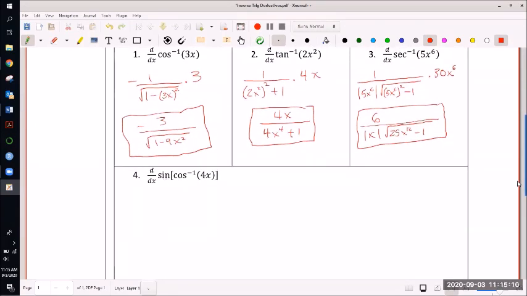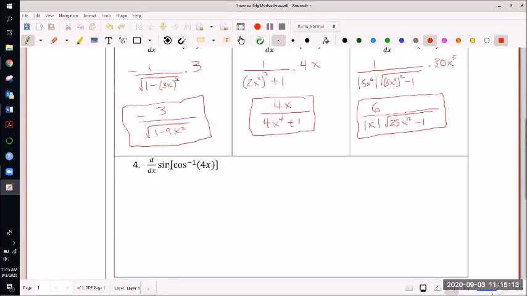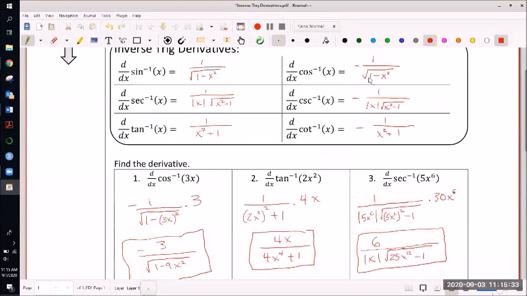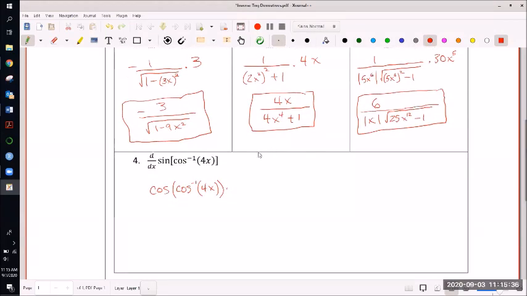Okay, now let's do a more complicated chain rule where we have the sine of an inverse cosine of 4x. So again, following the chain rule, I'm going to take the derivative of the outermost function. This will be the cosine. I'm going to leave the inside part alone, the cosine of the inverse cosine of 4x. And then I'm going to multiply by the derivative of the inverse cosine, which is the -1 over the square root of 1 minus x squared. So I'll have a -1 over the square root of 1 minus, in this case, 4x squared. And then now I'll finally multiply by the derivative of the innermost function, which gives me a 4.